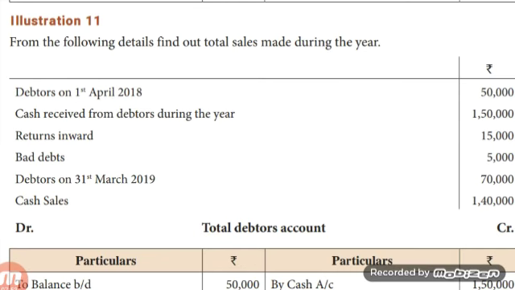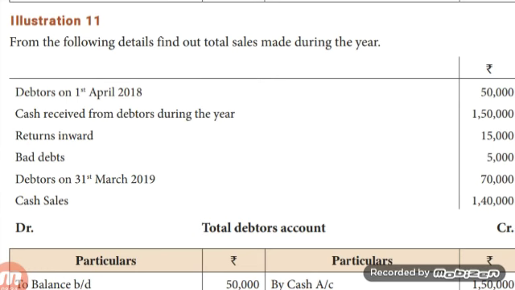Okay, draw the debtors account, then enter the figures. Opening debtors as to balance brought down 50,000, then write all other items on the credit side as by cash received from debtors 1,50,000, by returns inward 15,000, returns inward means sales return, then by bad debts 5,000, then by balance carried down 70,000. Cash sales, no need to enter on the debtors account. It is for calculating total sales.